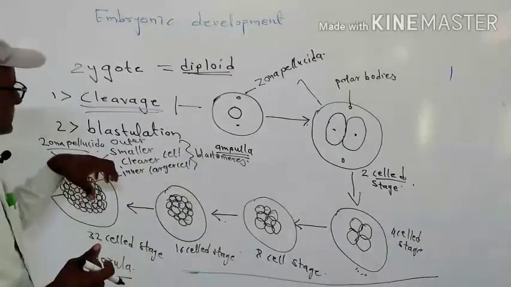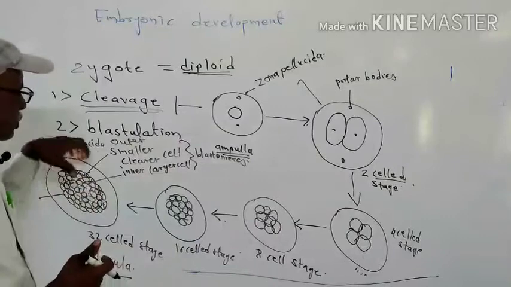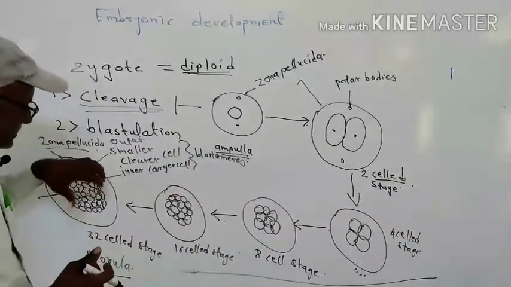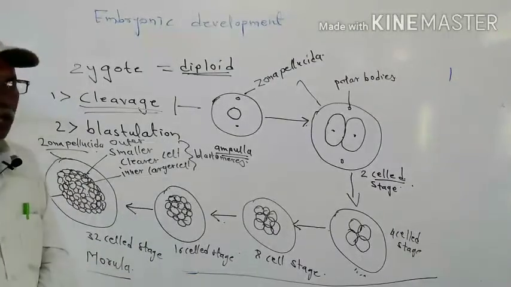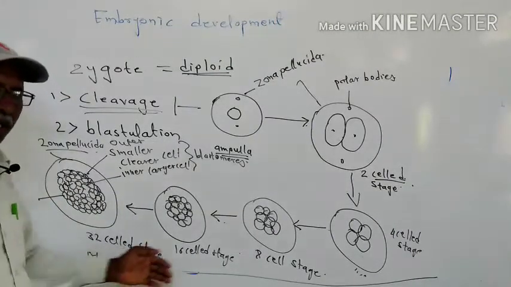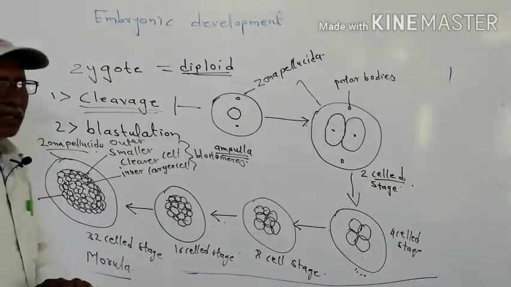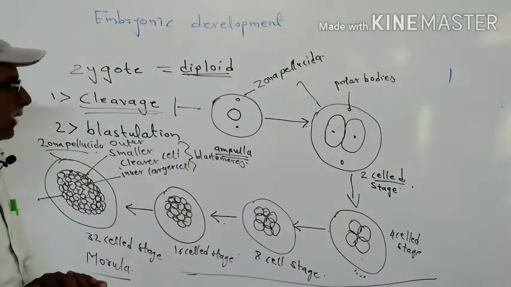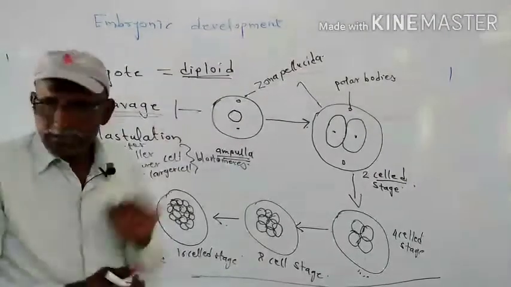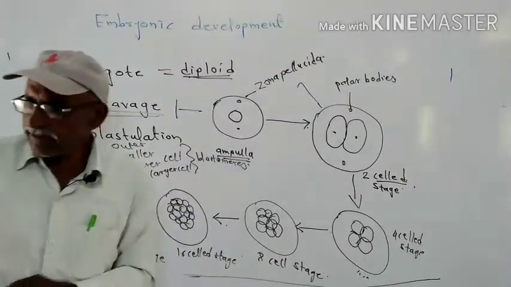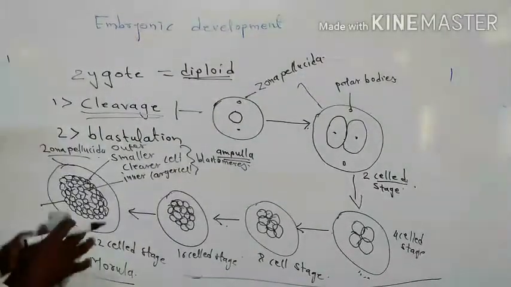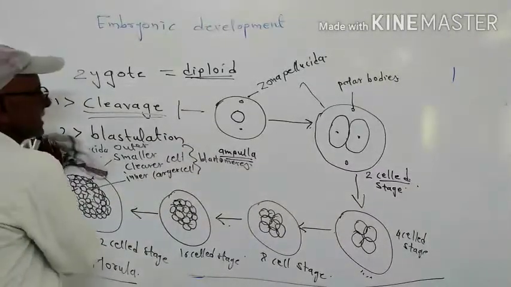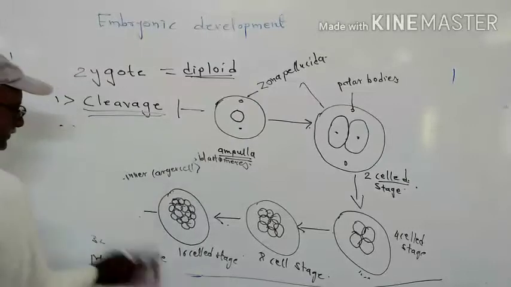So all the cells included in this stage are called blastomeres, and this 32 cell stage is called what? Morula. Why is it called morula? It looks like the fruit of the mulberry, so it is called morula. So this is the cleavage. Now we will see the second step, blastulation.